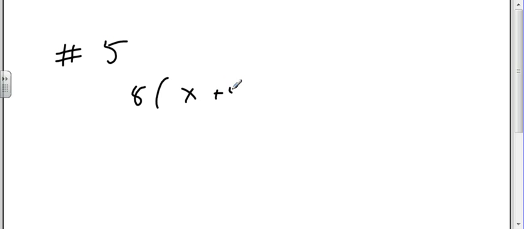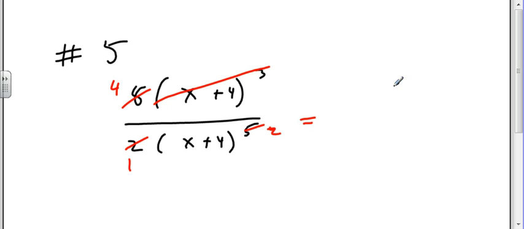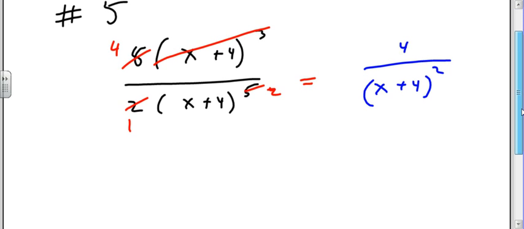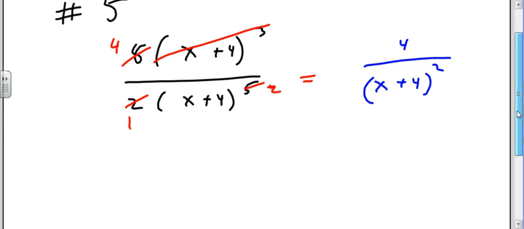8x plus 4 to the cubed divided by 2x plus 4 raised to the 5th. Oh, well, the 2 can go into 8 4 times. And this guy can go into that guy, giving me 2 of them left over, and I can write 4 divided by x plus 4 squared. Why exactly I'd want to do that, I'm not sure, but there's probably good reasons for doing that. And we'll move down to 8.